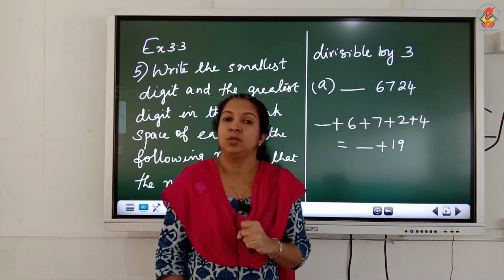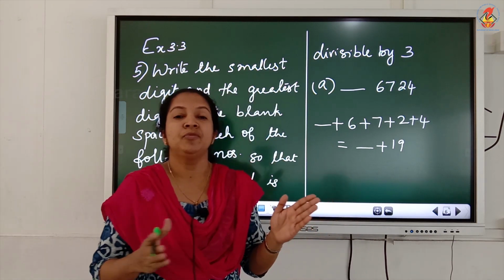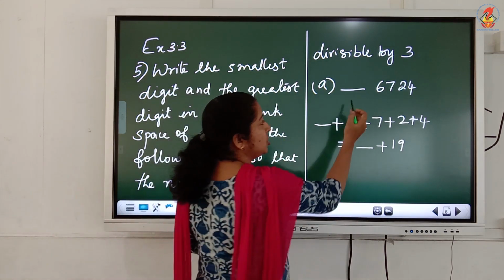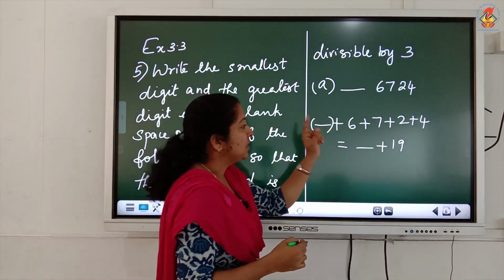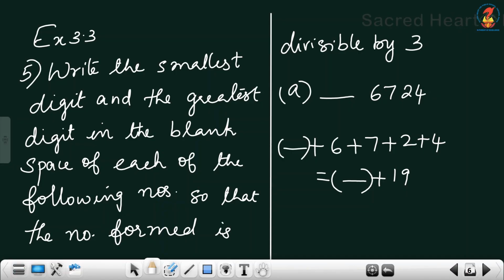So, divisible by 3 means, what's the condition for checking? The sum of the digits should be divisible by 3. So, we have to add. The blank space you have to keep as it is, plus 6 plus 7 plus 2 plus 4, which is equal to a blank space plus 19. You have to fill the digit here.